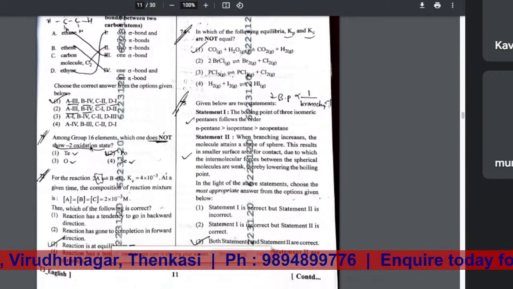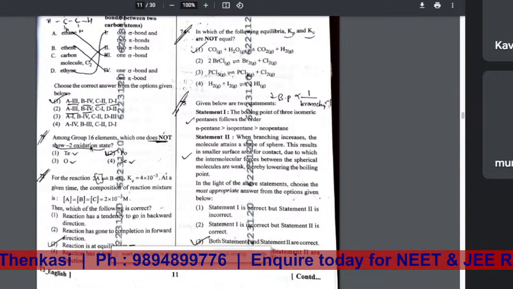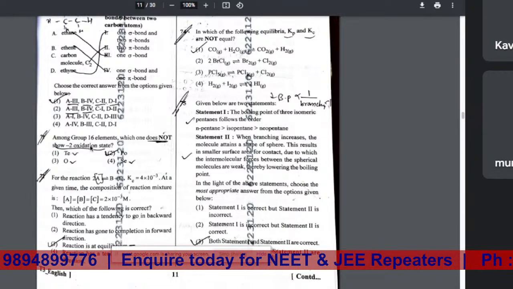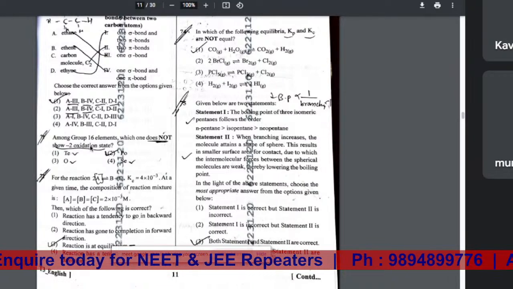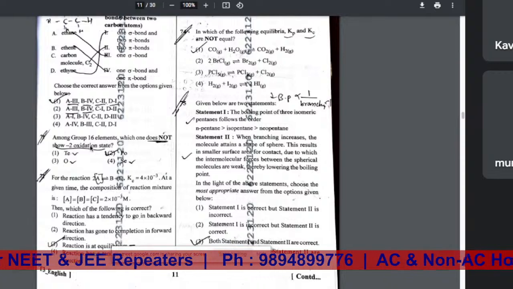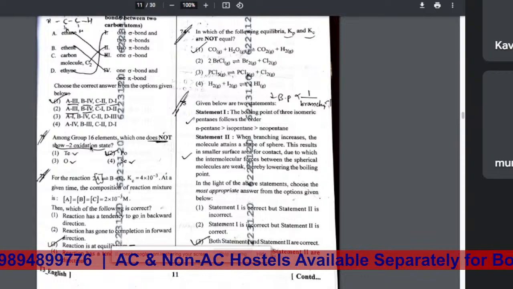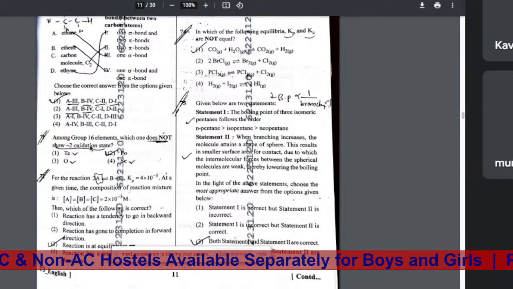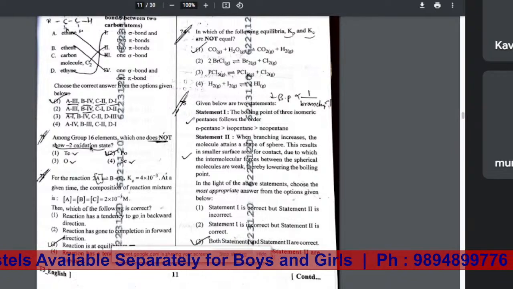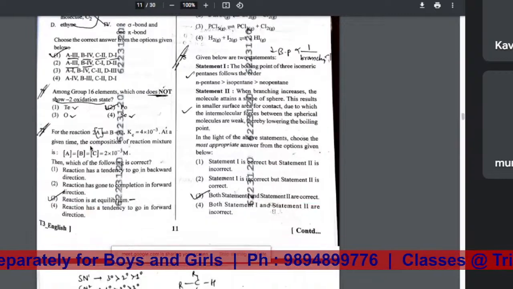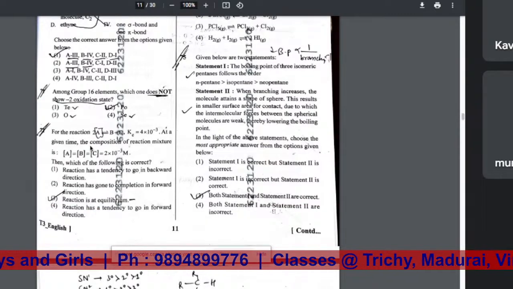In the light of the above statements, choose the most appropriate answer from the options given below. So first, if we check the boiling point, the boiling point order given is correct because n-pentane has more boiling point than branched pentanes. Why? Because of branching, the surface area decreases, weak van der Waals force, boiling point decreases. So first statement is correct. Second statement is its reason. That is also correct. Means the correct answer is third option. Both statement first and statement second are correct.